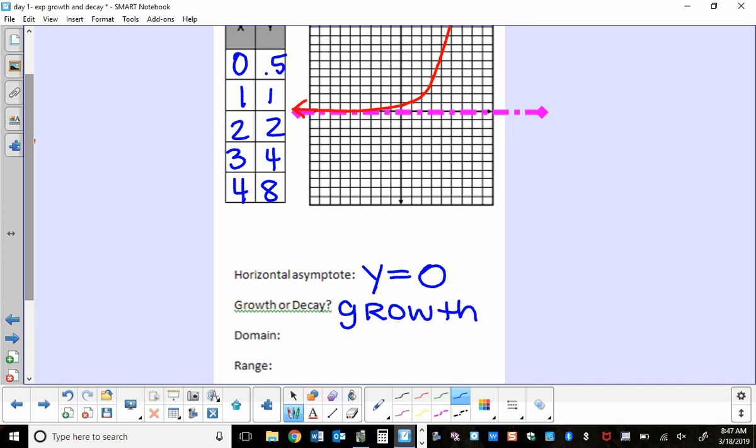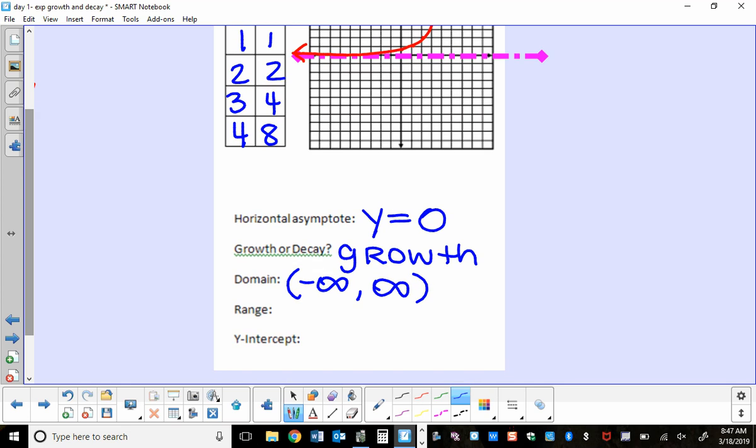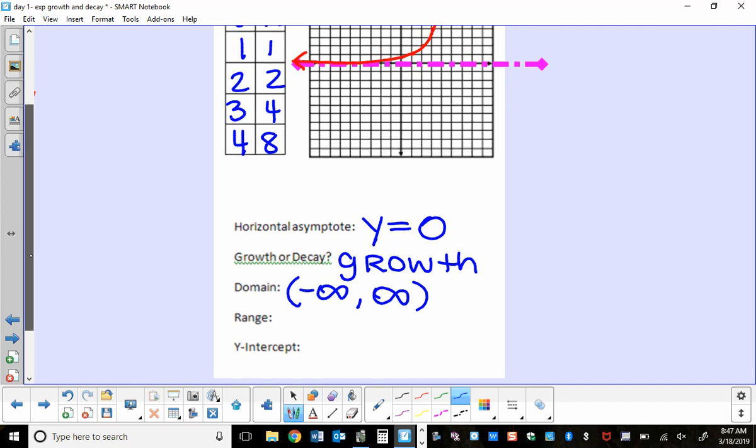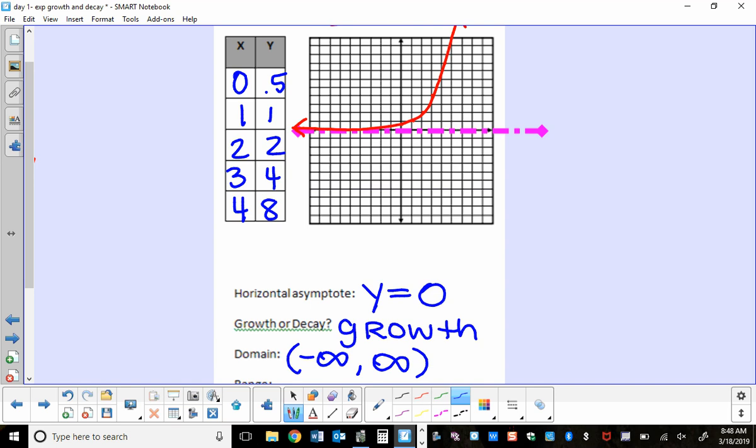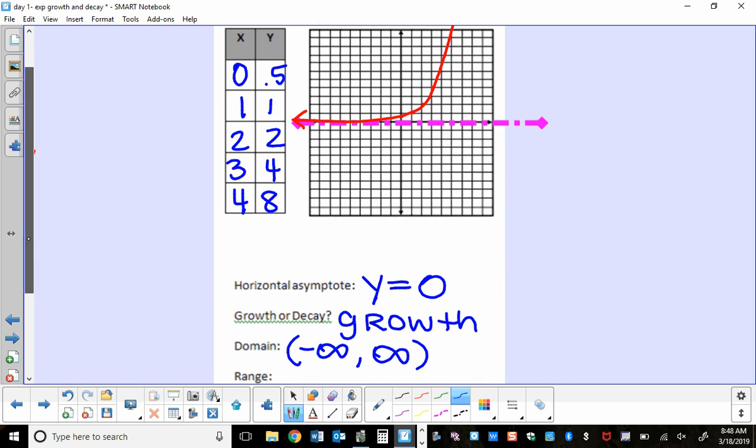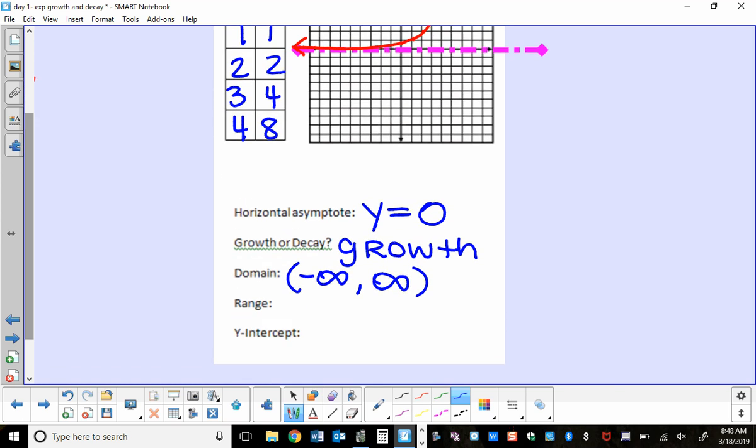Alright, my domain is always going to be negative infinity to positive infinity. My graph keeps going from left to right, on and on and on. Alright, my range. If I start from the bottom, my graph starts at my asymptote, which is what? 0. It goes up all the way to infinity. So my range is from 0 to infinity. So it's your asymptote to infinity or negative infinity to your asymptote.